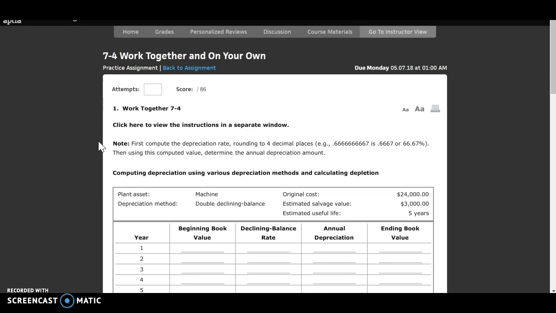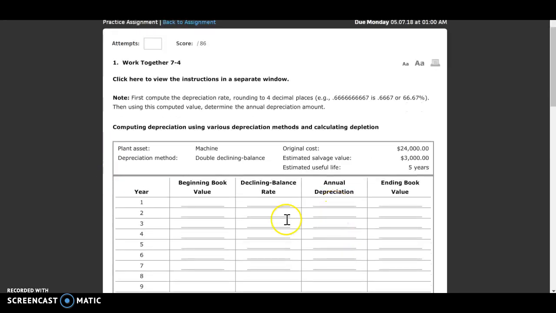Complete depreciation tables showing depreciation expense calculated using the double declining balance, units of production, and MACRS methods of depreciation. Round the double declining balance depreciation rate to 2 decimal places and round the units of production depreciation rate to the nearest cent. So first, we're just looking at the different types of depreciation. It looks like we're doing the same plant asset for everyone.